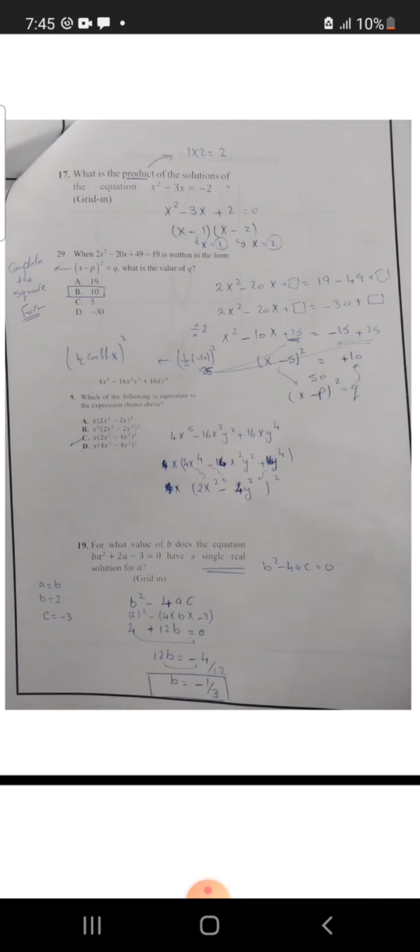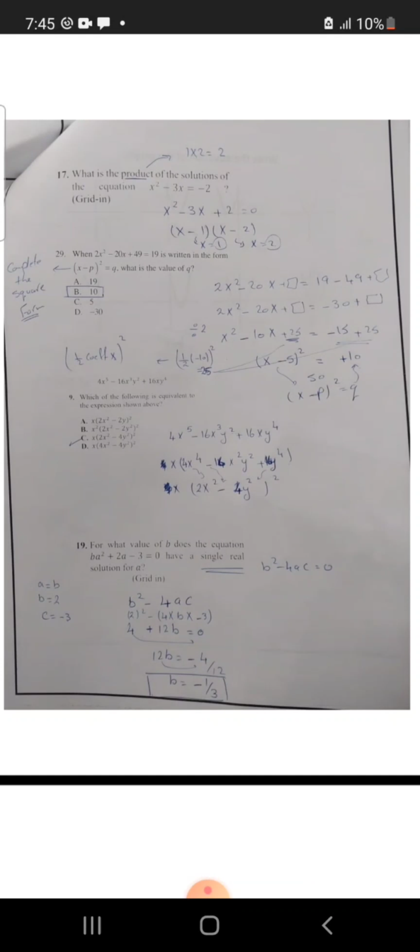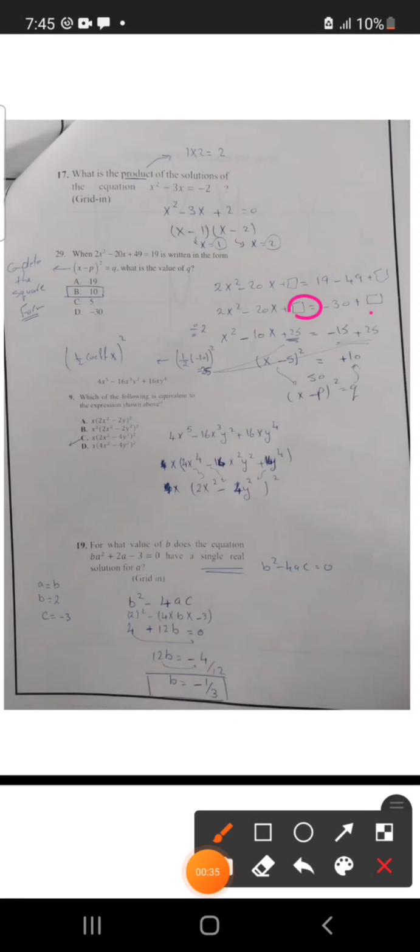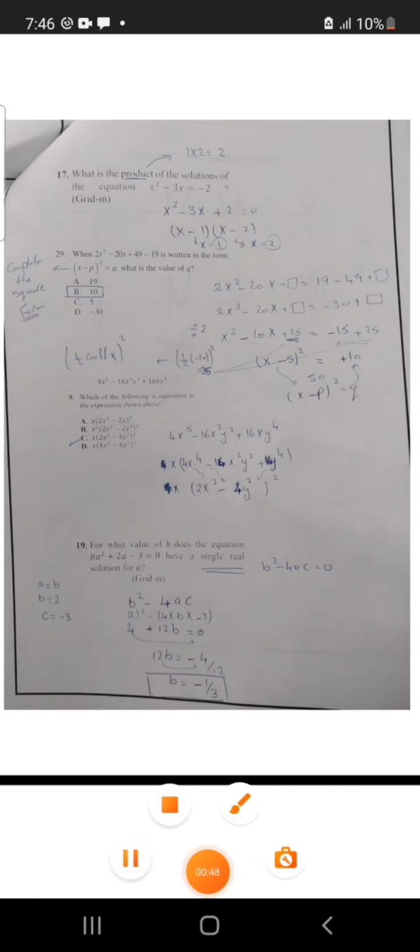Then what you will do, you wanted to complete the square, so you will get half the coefficient of x. So half of -10 is -5. 5 squared, half the coefficient of x all squared. So 5 squared is 25. You will add 25 here and here.